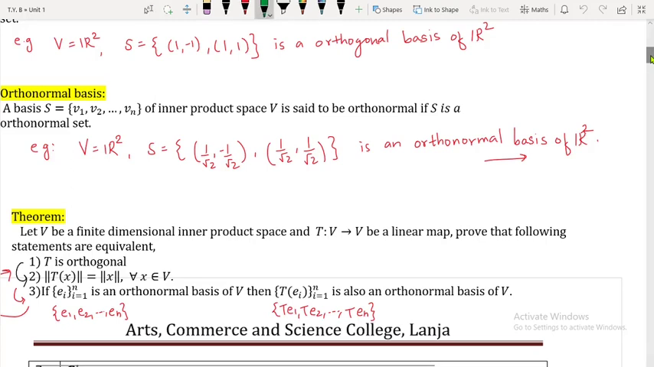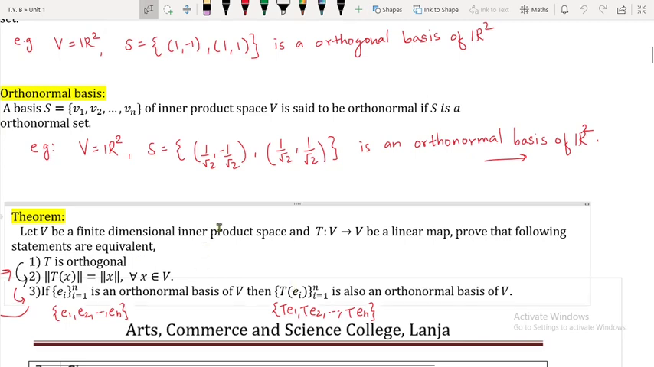So in the last class we were discussing this theorem. Let V be a finite dimensional vector space which is an inner product space and T from V to V be a linear map. Then the following statements are equivalent. The first statement was T is orthogonal. The second one was norm of T of x is equal to norm of x for all x in V. And the last one was, if e_i, i varying from 1 to n, is an orthonormal basis of V, then T of e_i, i varying from 1 to n, is also an orthonormal basis of V.